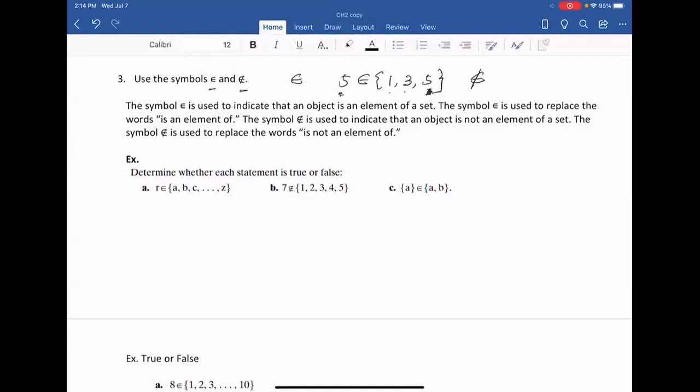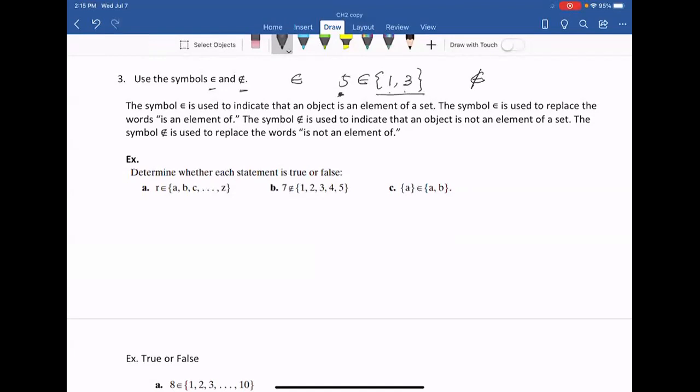If my set only has 1, 3, I erase these two. So if my set only has these two elements, and 5 is not an element of this set, I should say 5 is not an element. It is not an element of the set 1, 3. So let's see the example.